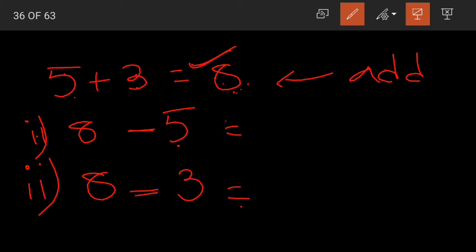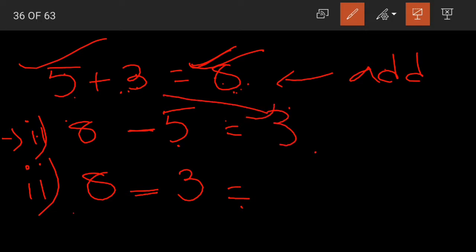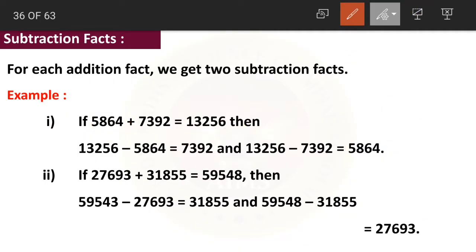Now put is equal to. Yes. If you look at the first addition fact, we wrote 8 and we wrote 5. What is missing? 3. So 3 will be written after the is equal to. Now coming to the second fact, 8 and 3 are written. 5 is not written. So 5 will be written after the is equal to. Clear? Simple, right? Now let us take another example and understand.